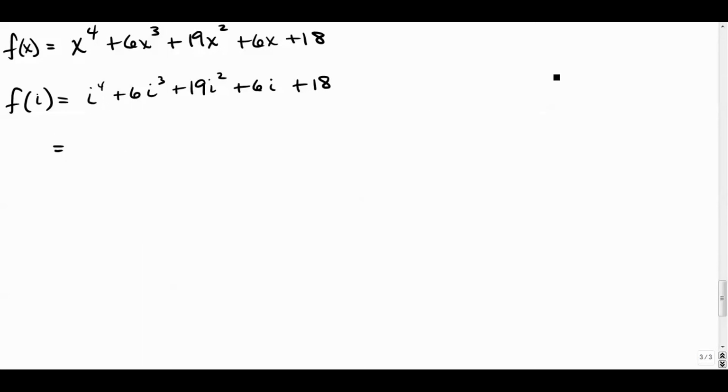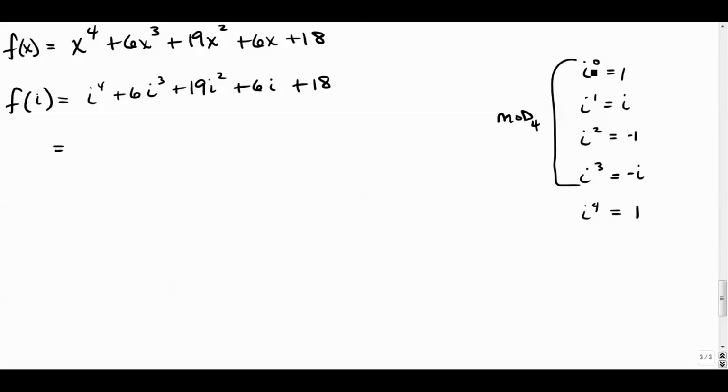If I remember, i to the 0 is 1. i to the first is i. i to the second is negative 1. i to the third is negative i. And then it keeps repeating. i to the fourth is back to the original, and so on and so forth. This is kind of like modular arithmetic. There are 4 units in the cycle, and everything else follows that pattern: 1, i, negative 1, negative i. So i to the fourth I know is 1. i to the third is negative i.